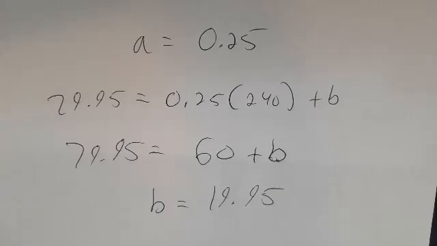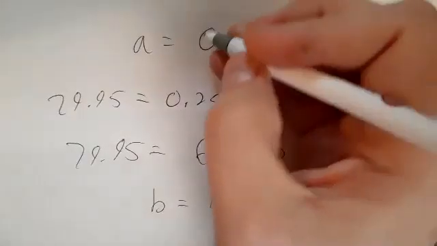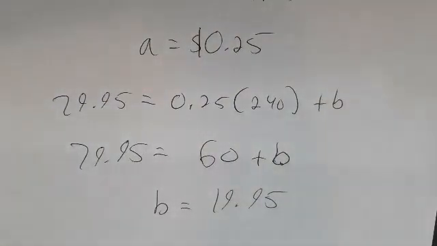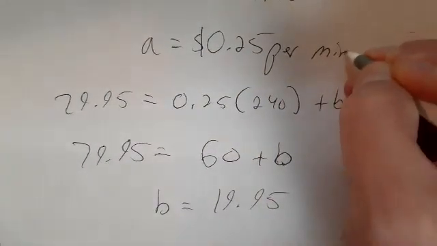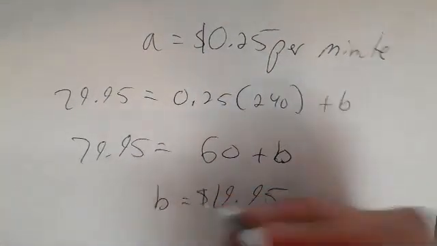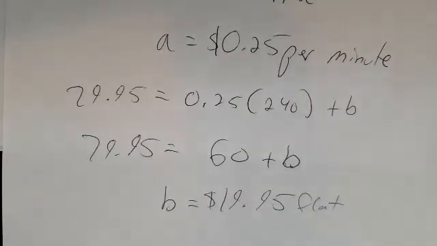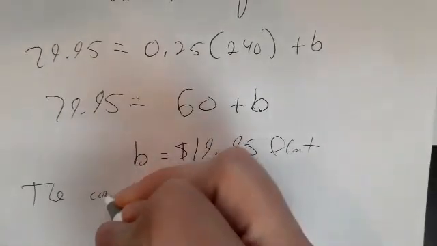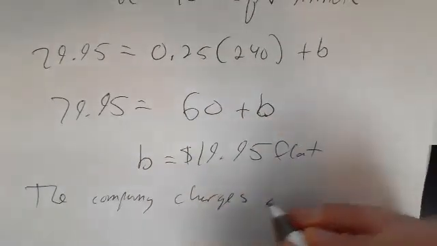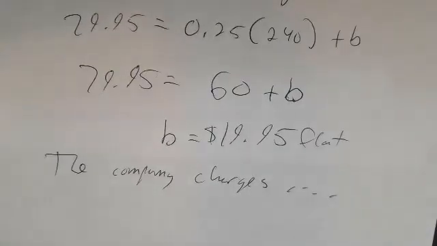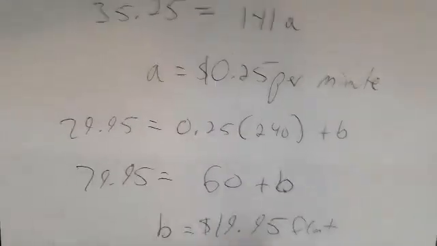And so I'm looking at this. It is a word problem. So I'm looking back. What is A? What does it represent? So this was 25 cents, and this was a per minute rate. This thing we're talking about per minute. This thing we're talking about in dollars. This was a flat rate. And so I should write a sentence. I don't feel like writing all of it, but the company charges $19.95 flat rate and a 25-cent per minute rate.